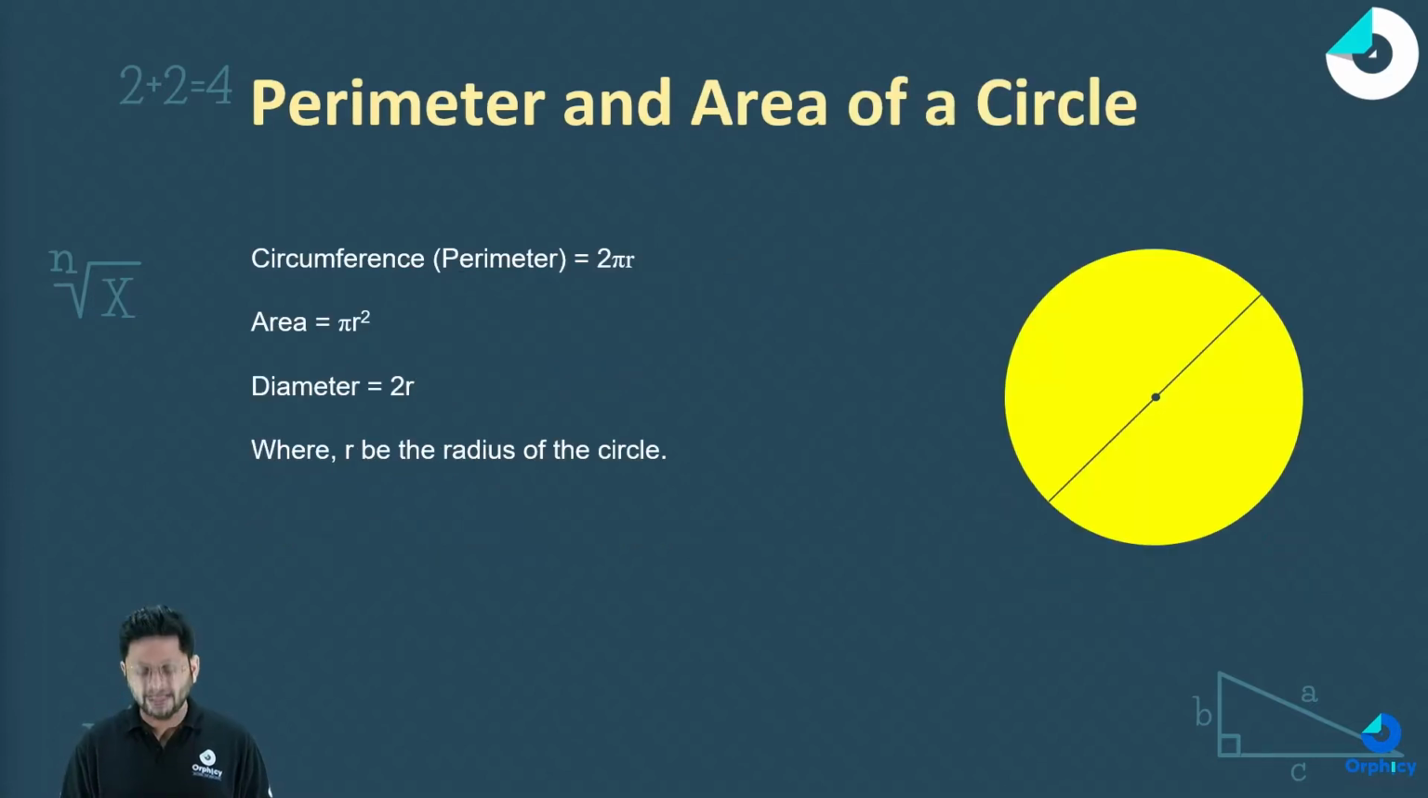Great. Now, area of a circle and circumference of a circle. Circumference is equal to 2 pi r, which is also the perimeter of the circle.